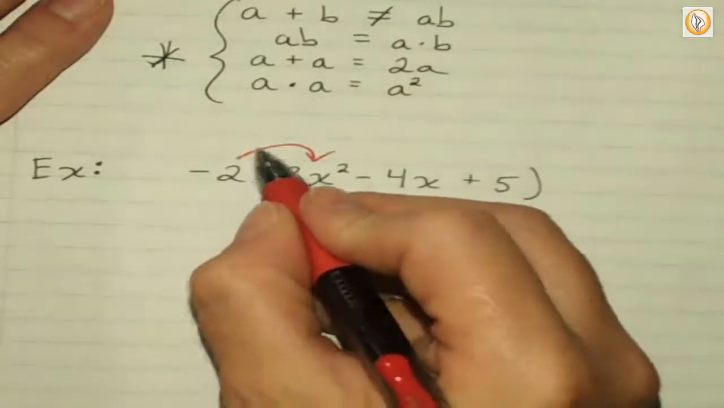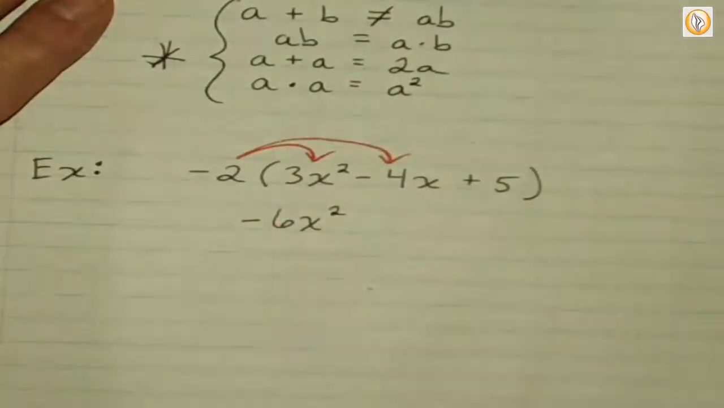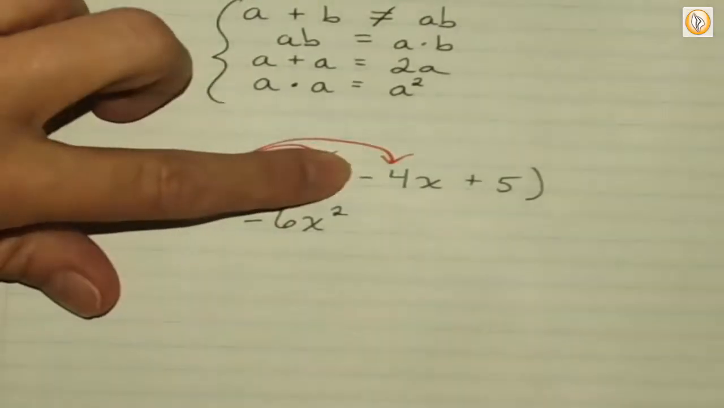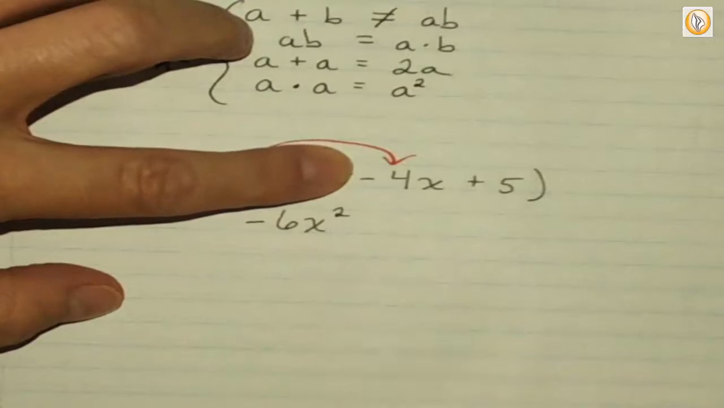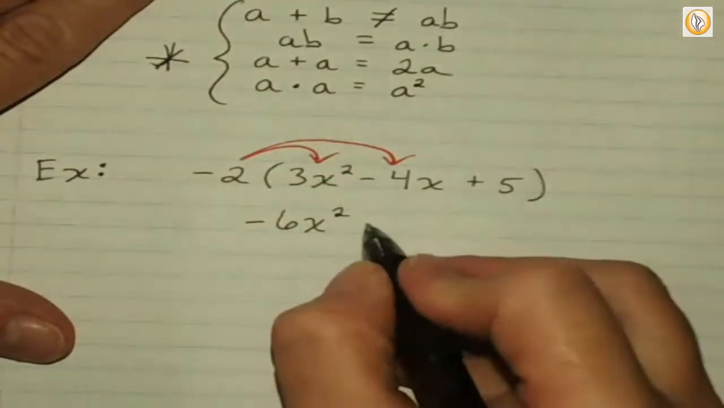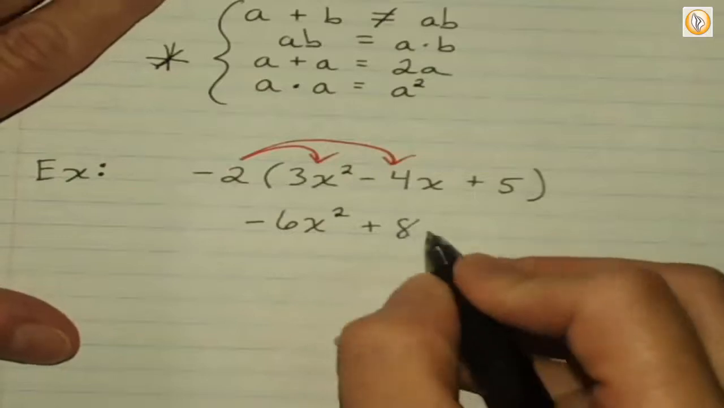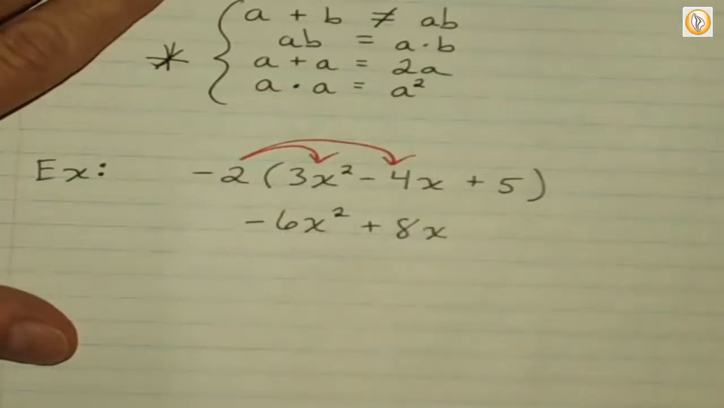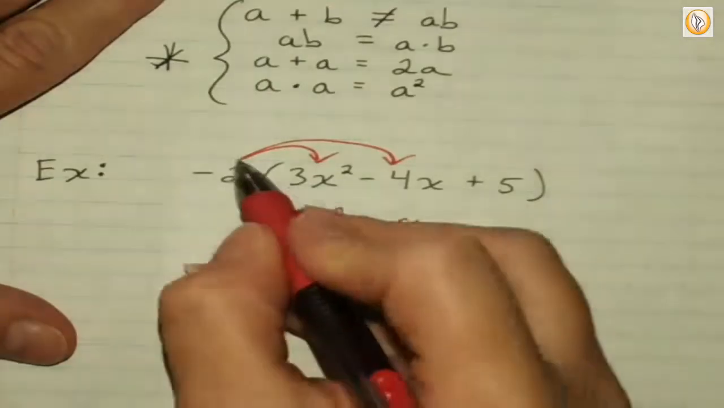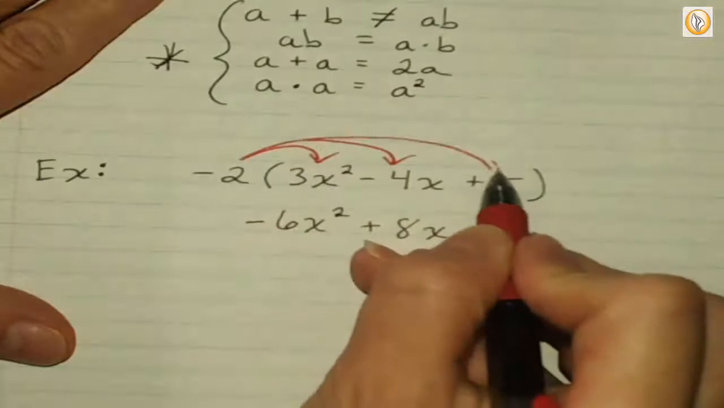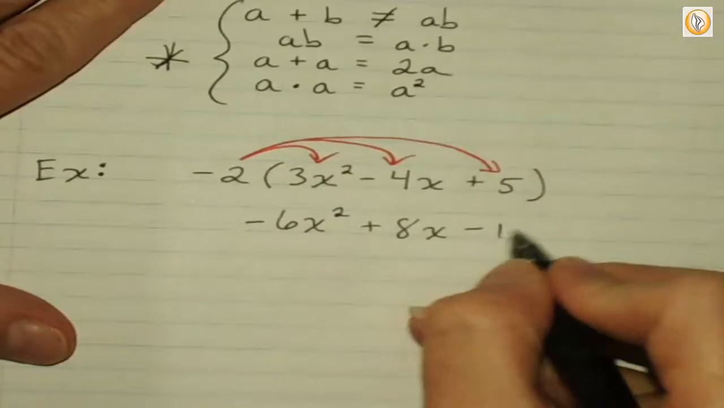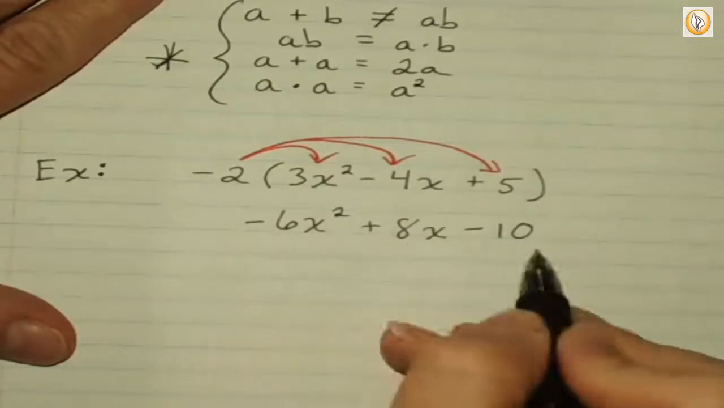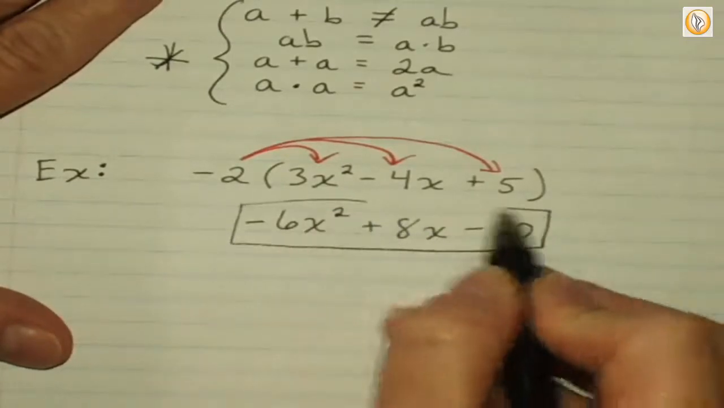-2 times 4x. -4x. What sign is that 4x? Negative. Okay, so -2 times -4x. What do you get? Positive 8x. Very good. Now what do I do? -2 times positive 5 gives you -10. Okay. We cannot combine any of these, so this is your answer.